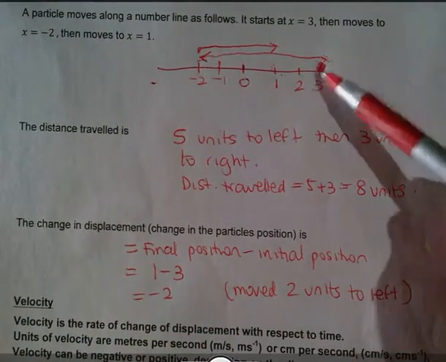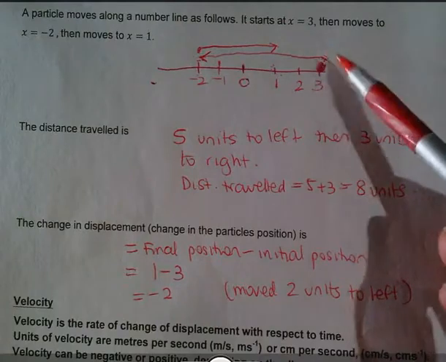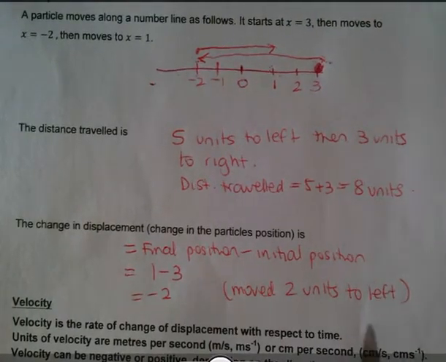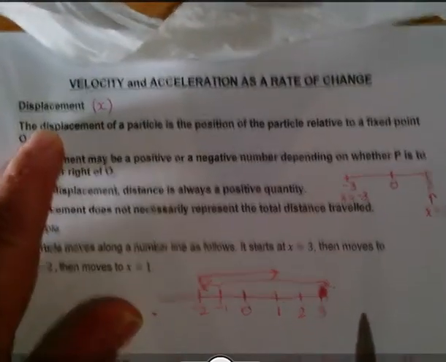Like I said, you could start at a point, walk around, 5 units to the left and 5 back, and your displacement is 0. Your change in position is 0, but you would have travelled 10. Okay, now that's displacement. We often use x for displacement.